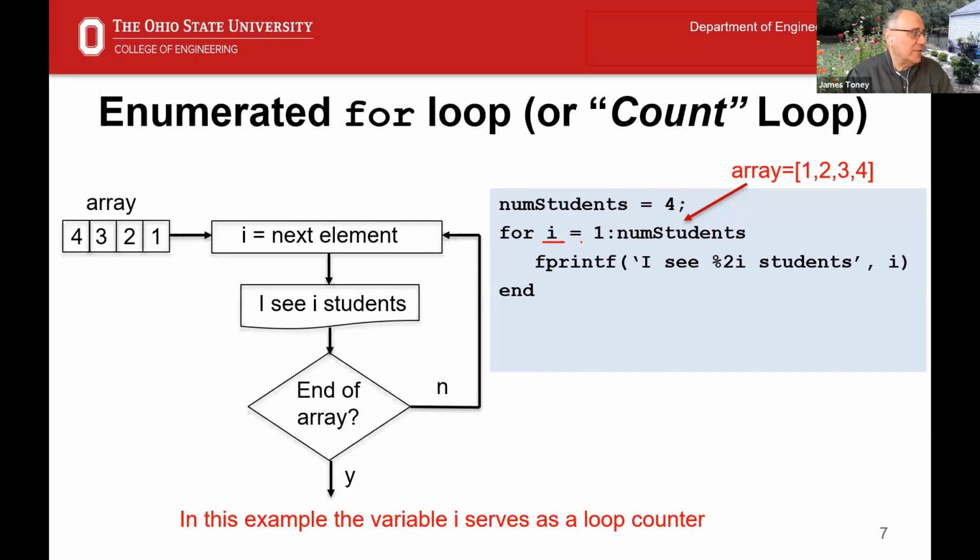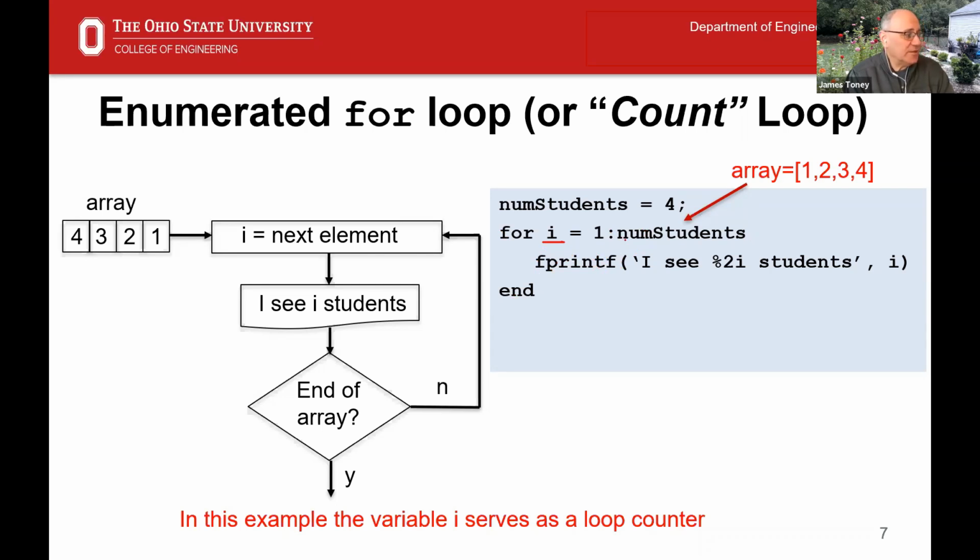What goes to the right of the equal sign is actually an array specification. The simplest case is where you just have 1 colon some upper limit, like in this case, 1 colon num students. But this can be any kind of array specification. And what it's going to do is repeat this block of code between the for and the end for each element of that array.